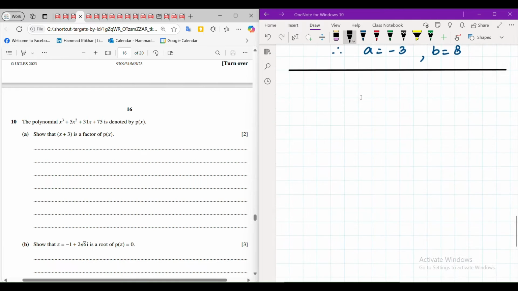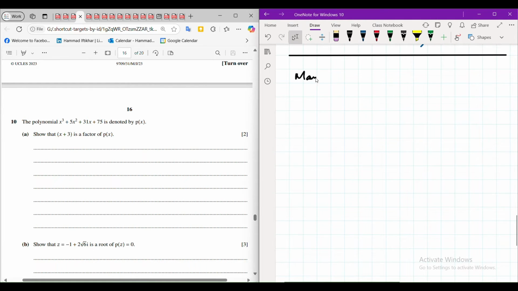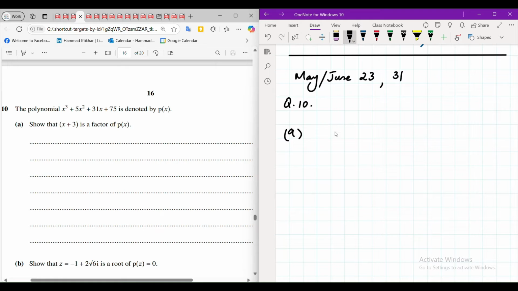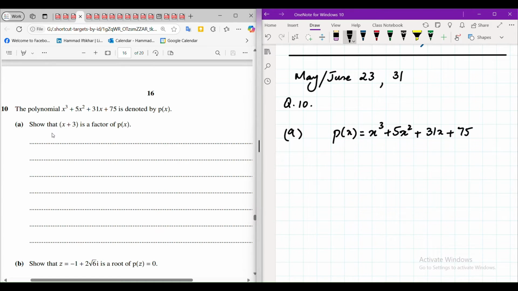Okay, so the next question is from May-June 2023, paper 3-1, and this is question number 10. The polynomial p of x is x cubed plus 5x squared plus 31x plus 75. Show that x plus 3 is a factor of p of x. So all we have to do is make x plus 3 equal to 0. That will give us x is equal to minus 3.